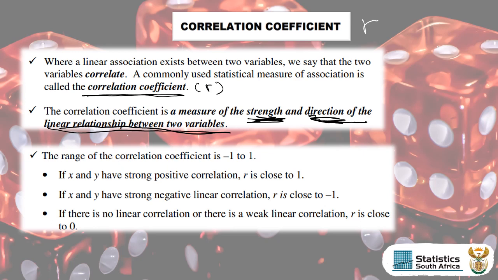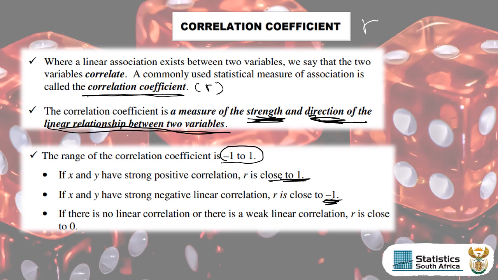How does it give us that? There's a range of the correlation coefficient, right? It's between -1 and 1. If X and Y have a strong positive correlation, then your R will be close to 1, and we'll say there's a strong positive correlation. If your X and Y have a strong negative correlation, it will be close to what? To -1. Your R will be close to -1, and we say here there is a strong negative correlation.